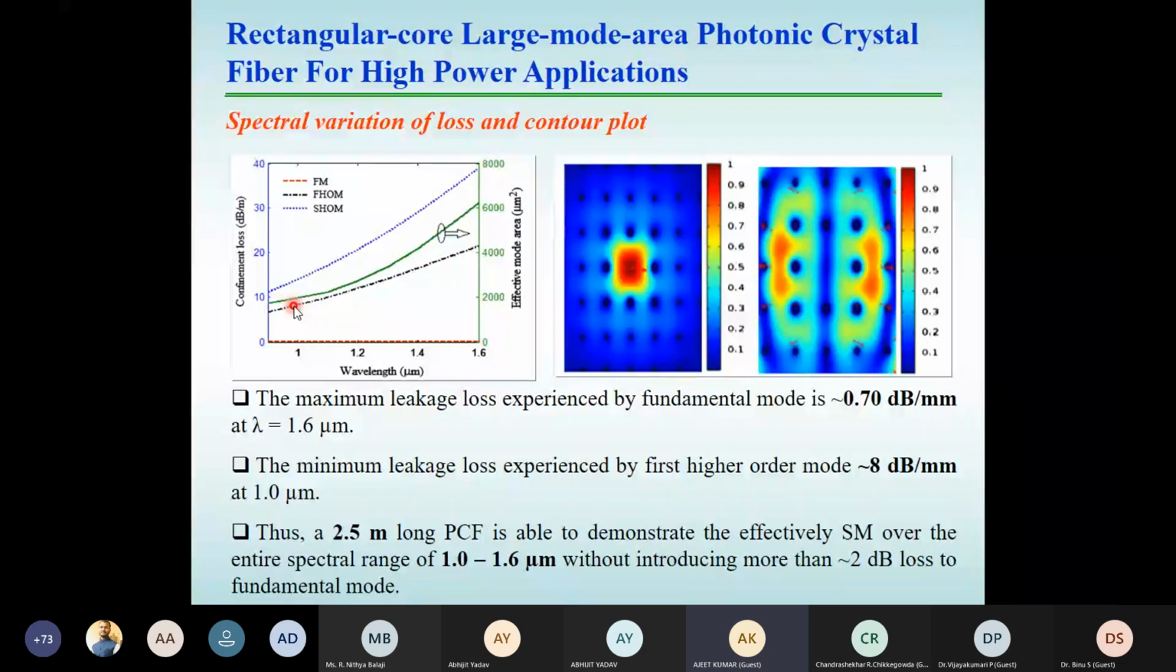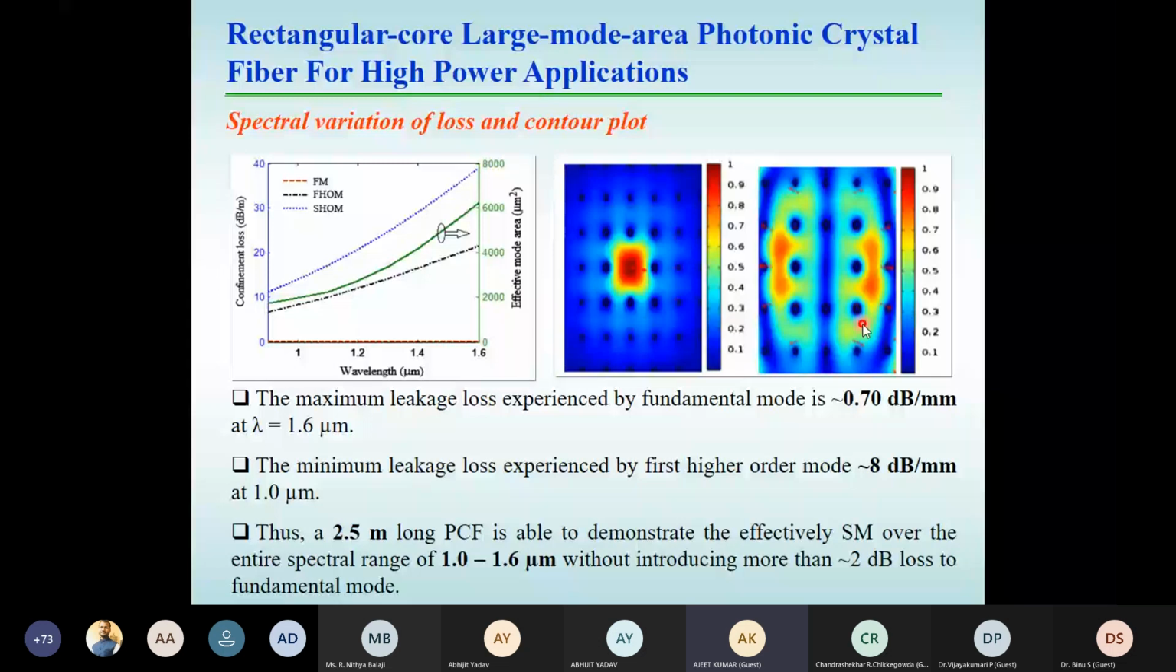The second thing which you can see from here, which I've already mentioned, is that the maximum loss is 0.7 and minimum is 8 dB. The second, which you can see here for the contour plot, is for the fundamental mode. Most of the power is inside the core, but if you go to the first higher order mode, you can see most of the field in the cladding region. So that is why there is huge loss in case of this particular higher order mode.